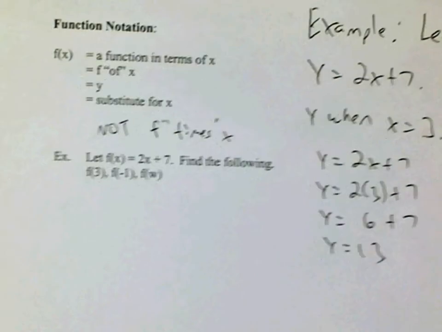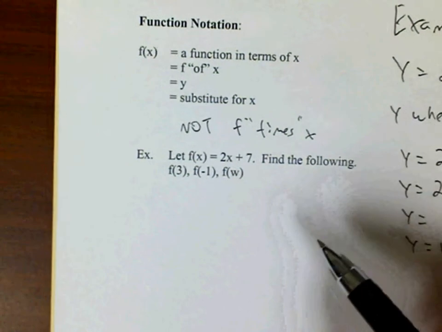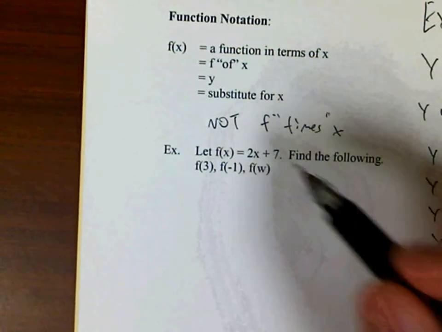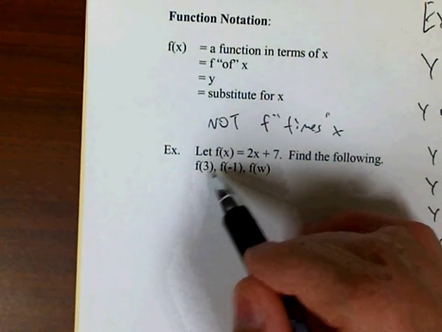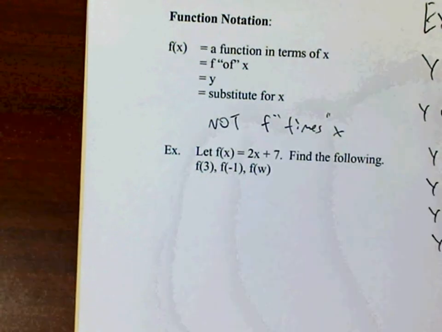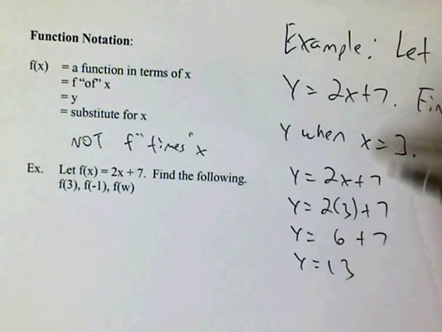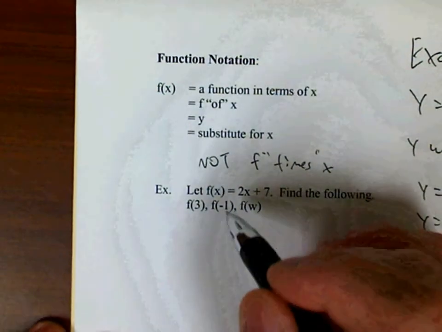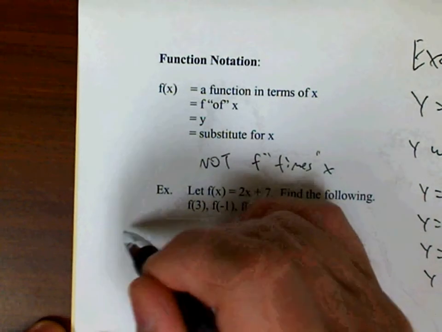Now, let's do this example over here. We're going to find out something. This first example, where f of x equals 2x plus 7, and you're asked to find f of 3, it's the exact same thing as we did over here. It's the exact same question. So we have f of x equals 2x plus 7. We're going to find f of 3 first.